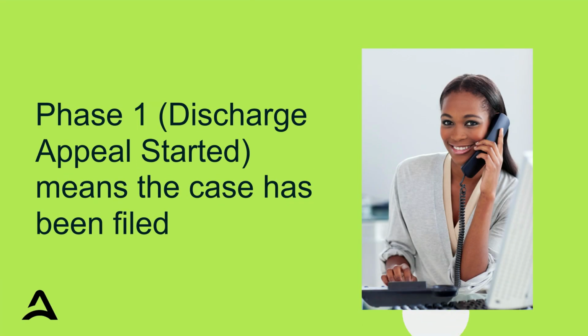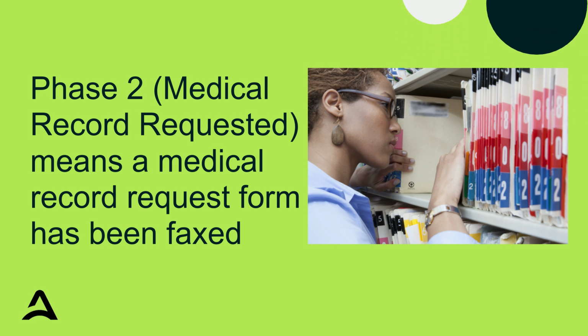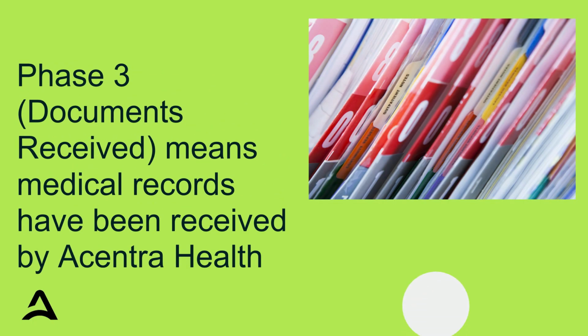Phase 1 means that the case has been filed by the Medicare beneficiary or representative and is in the Acentra Health computer system. Phase 2 means that Acentra Health faxed a medical records request to the facility or healthcare provider that issued the notice to the beneficiary. Phase 3 means that Acentra Health received medical records from the facility or healthcare provider.